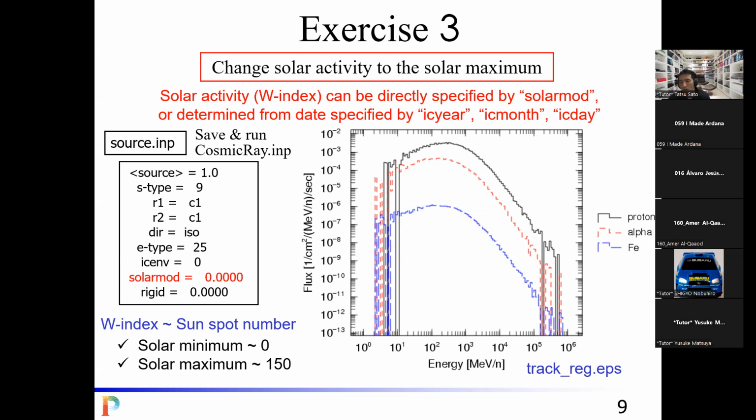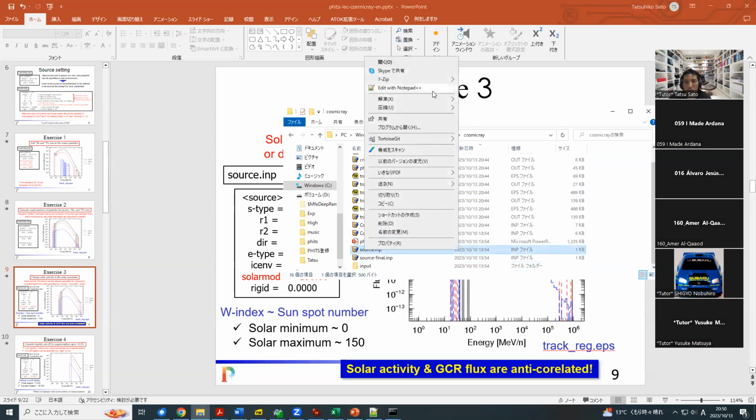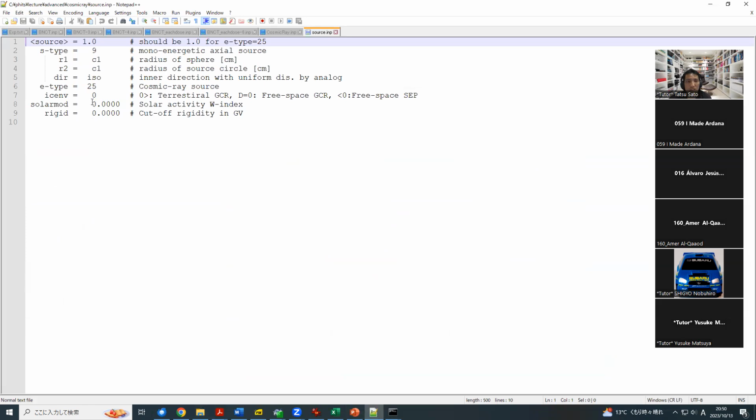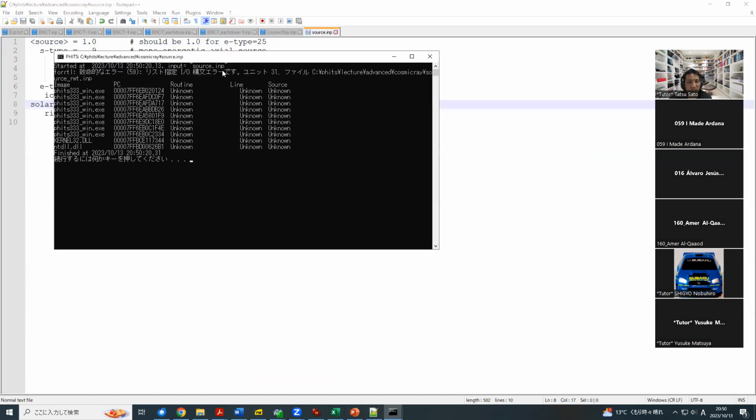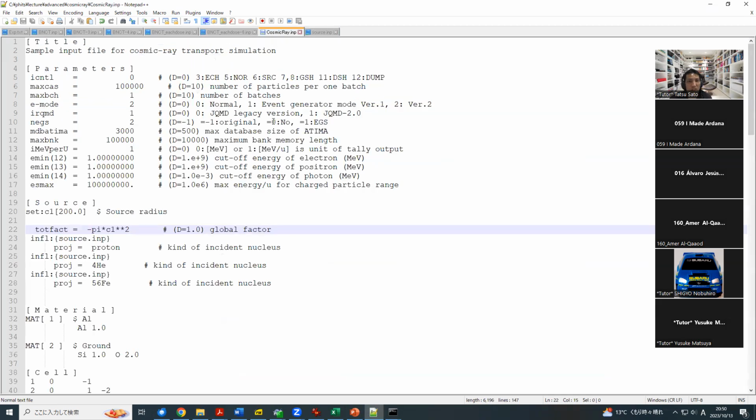Okay. So I will show the answer here. So first you have to open source.inp and change this number to 150 and save. And don't run this file itself. If you run this file, you will get some error because this is only a certain part of the source. So the file you need to run is cosmicray.inp itself.